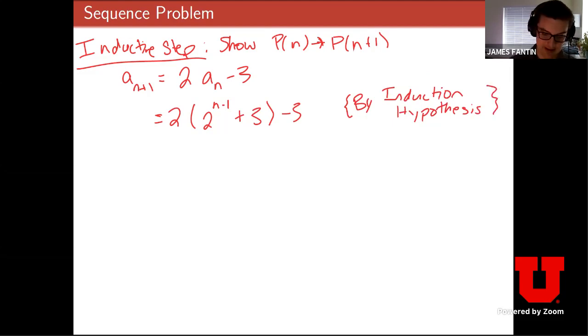And that's how we can get to this next line, because we assume the formula is true for a sub n, so we can just do immediate substitution. There's a question in chat: when do you use P of n plus 1 versus P of n minus 1? You can really use either.